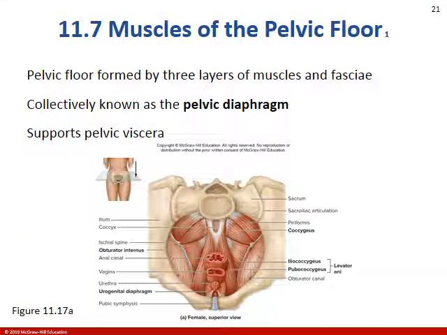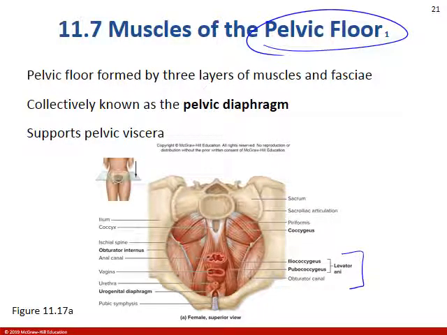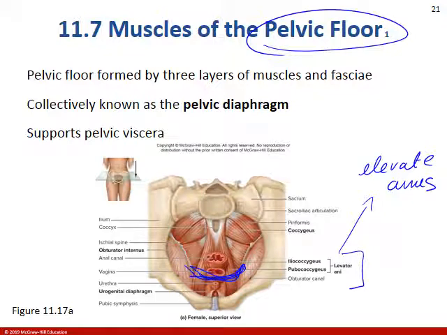We're only going to discuss one group of muscles in the pelvic floor, and that collective group is known as levator ani. And you can tell from that term that it's probably going to elevate the anus. So this group of muscles basically acts as support for the pelvic organs, and one of the three muscles in this levator ani group has to relax in order for defecation to occur.